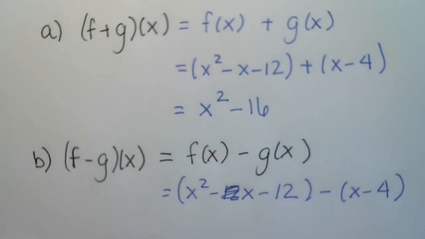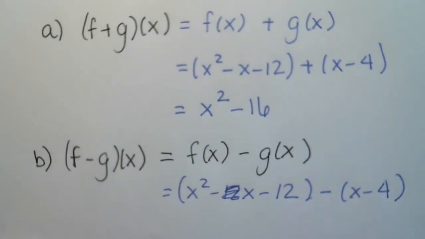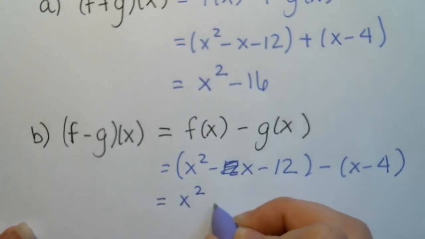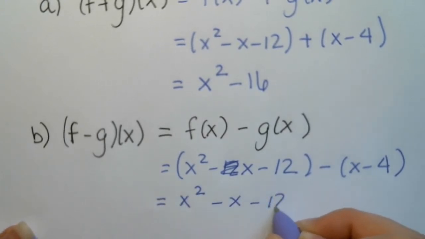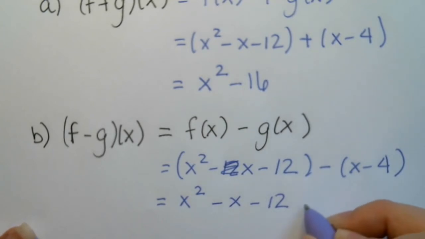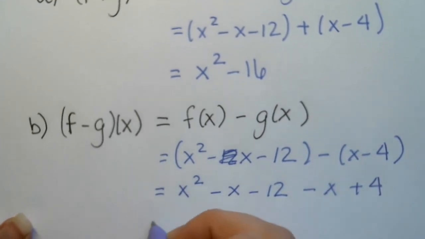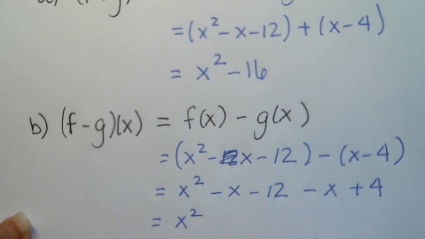Now I'm going to go ahead and distribute my negative sign before I actually combine like terms. So I'll have x squared minus x minus 12. Okay, and then here I'll have minus x plus 4. Okay, and now I can combine my like terms. So I have minus x and minus x, which is minus 2x, negative 12 plus 4, which is minus 8.